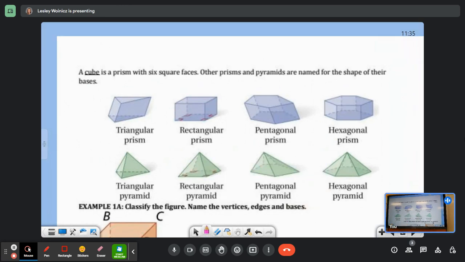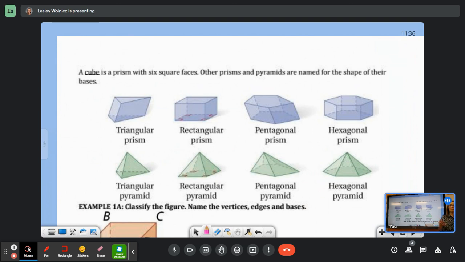Okay, a cube is a special prism with 6 square faces. Okay, so all of the sides are squares. Other prisms and pyramids are named for the shape of their bases. And they're named by the shape of the base. So this is a triangular prism because the base is a triangle. This is a rectangular prism because the bases are rectangles. This is a pentagonal prism because the bases are pentagons. Cool? Okay. Across the bottom, we have pyramids.